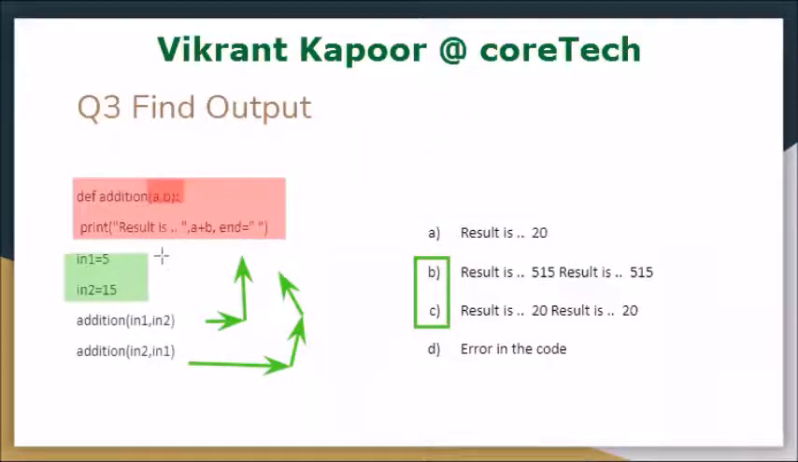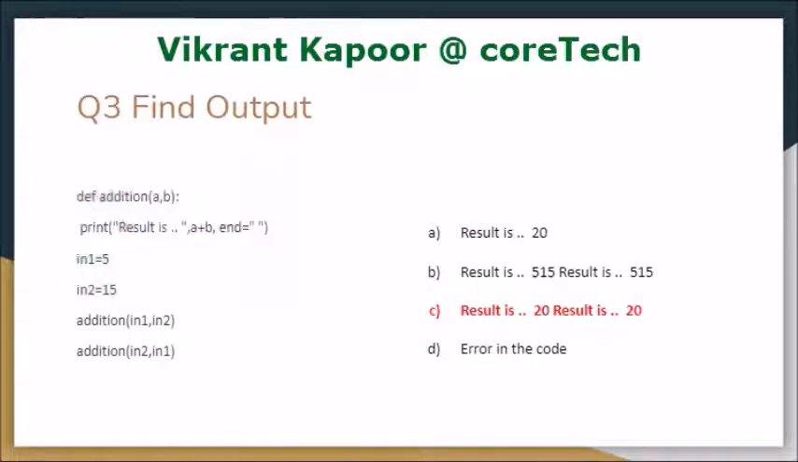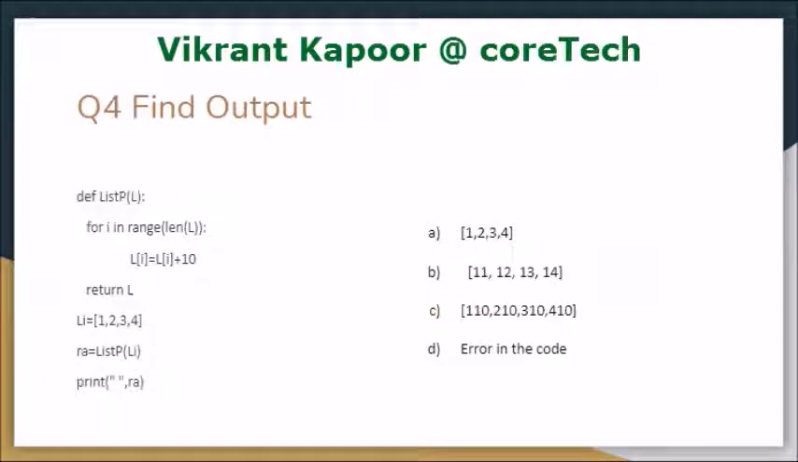So let's see this. This is performing addition. So 5 plus 15 should give me 20. Let's check the answer. The answer given is number C. The result is 20. Let's see the fourth question now.